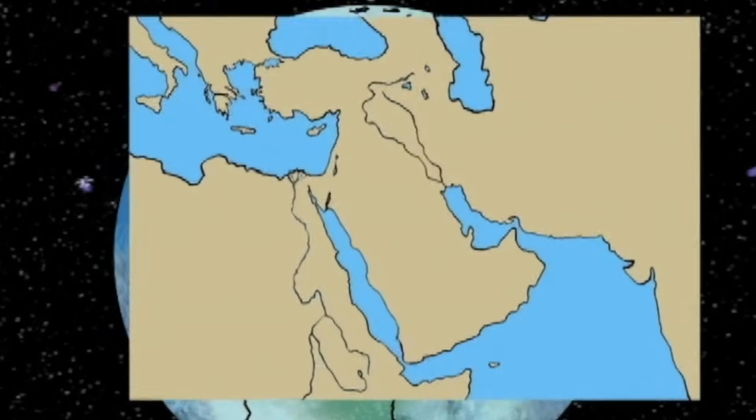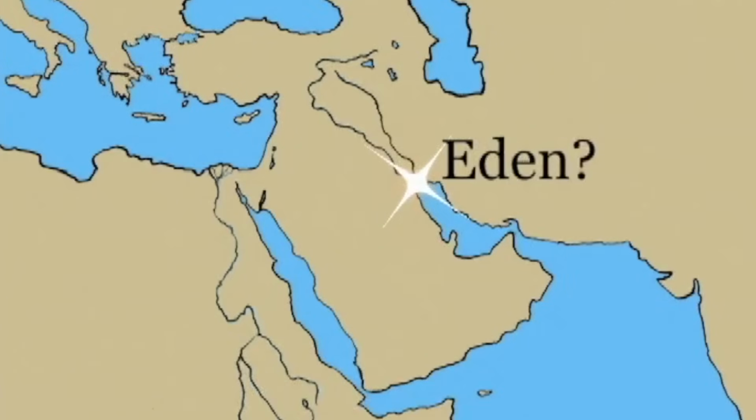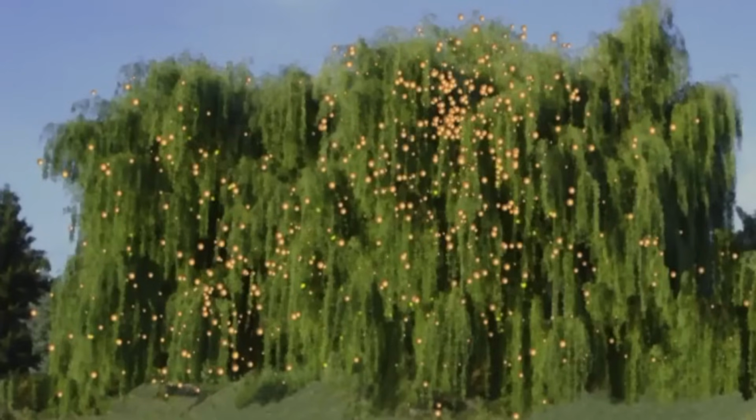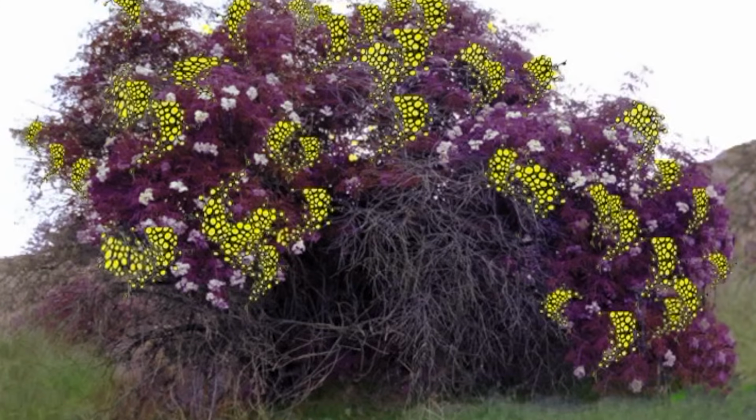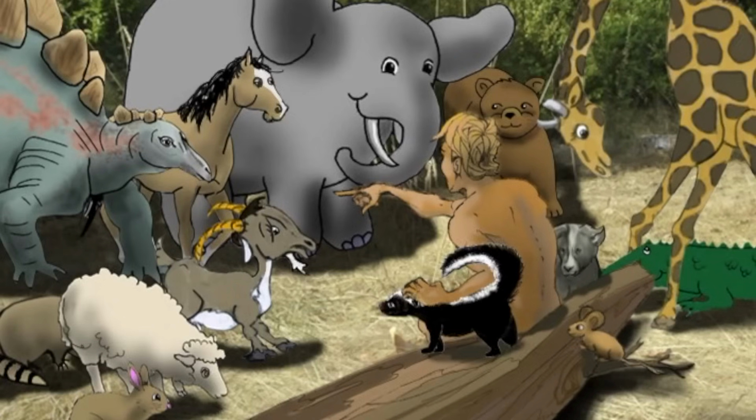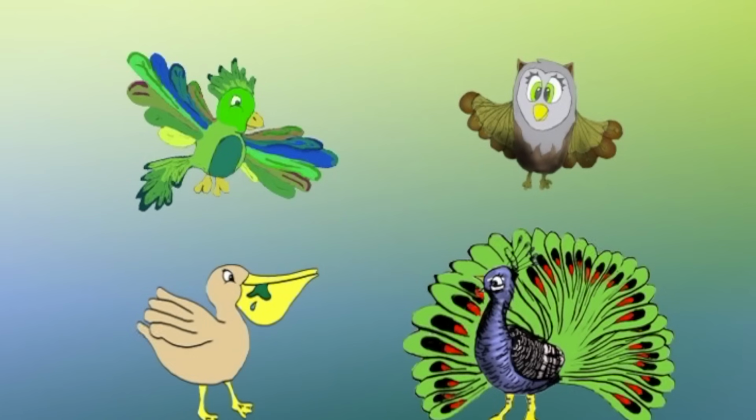God planted a garden near Eden and put the first man there. In the middle of the garden stood the tree of life, and also the tree of the knowledge of good and evil. God knew it was not good for man to be alone. He had all the animals pass in front of Adam. Adam named them all, including the birds.